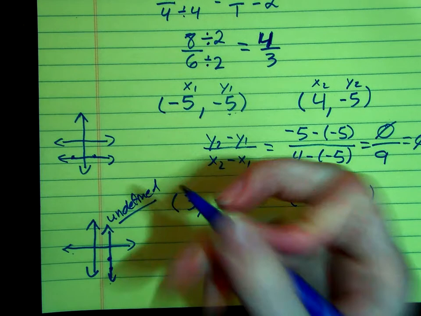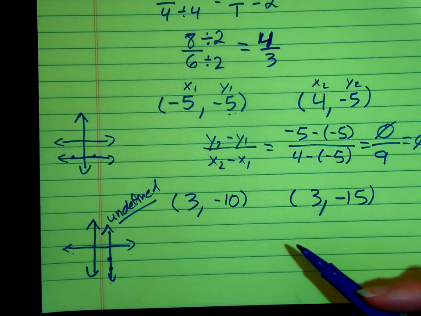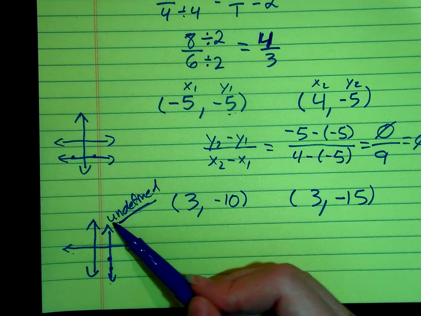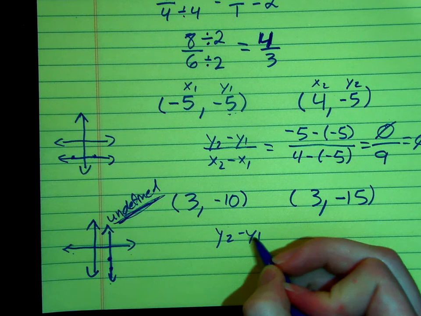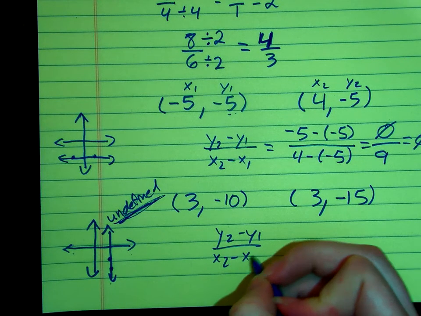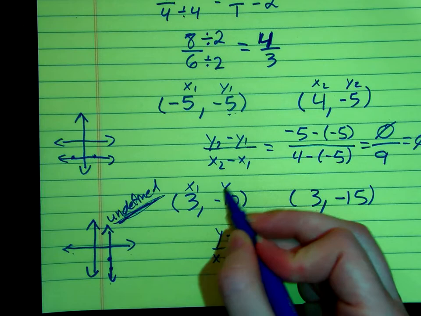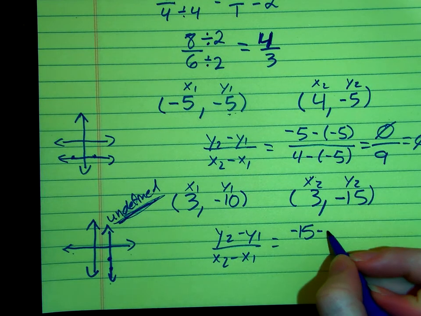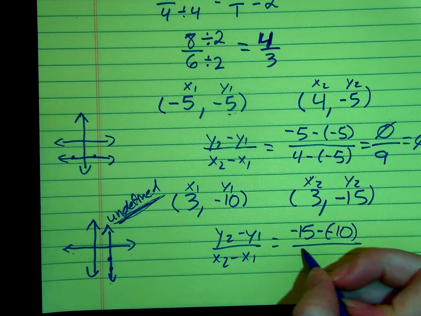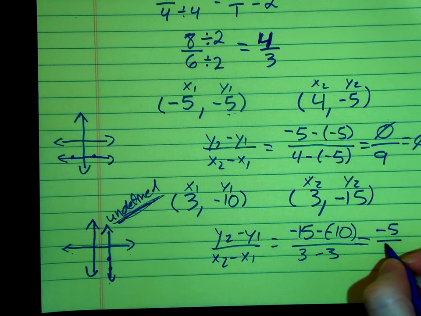I think there might be a different word on that for Delta Math, anything that implies it's not defined, if anything besides 0 or a number, that's going to be your answer you're going with, it's undefined. So then we're going to go ahead and do y2 minus y1 over x2 minus x1. So I get negative 15, let's go ahead and label that, x2, y2, so I get negative 15 minus negative 10 over 3 minus 3. I'll end up with a negative 5 divided by 0.